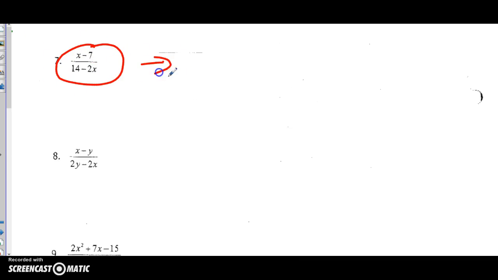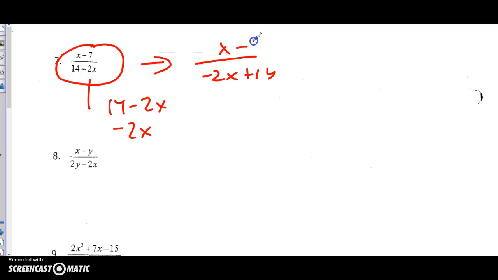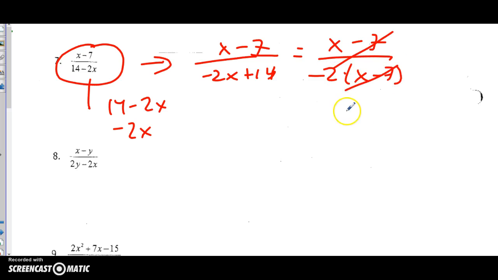One thing I would definitely suggest is when you have something like this, 14 minus 2x, that you rewrite it as minus 2x plus 14. So you do this, and then you do this, and then otherwise you probably will not notice that things are equal. Okay, so if I common factor on the bottom, I'm going to take out a 2, and I'm left with x minus 7, and then I can cancel out and end up with 1 over -2.